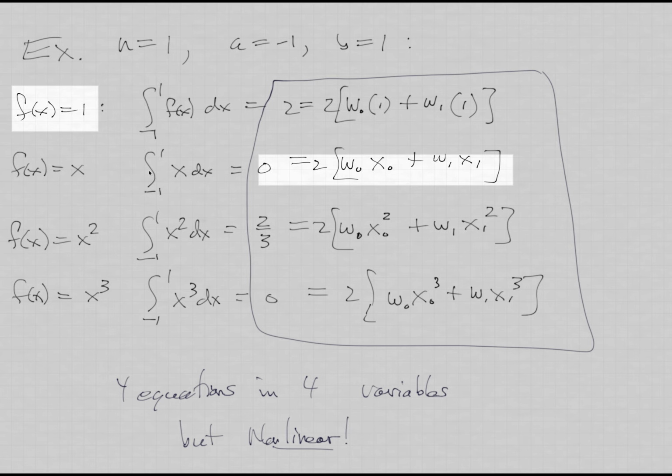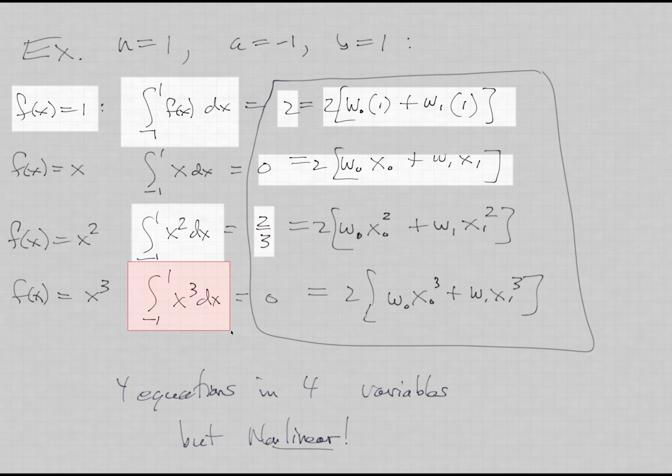So for example, when f of x equals 1, then the integral of f of x from -1 to 1 is simply 2, and that should be equal to this. The weight w0 times the value at x0. This is a constant function. It's always equal to 1, so the value of the function at x0 is 1, and the value of the function at x1 is 1. Right? So we get this equation, and I think you're probably getting pretty fed up with this, so let me just go quickly through this. The integral of x squared from -1 to 1 is 2/3. The integral of x cubed from -1 to 1 is 0. So you get these equations, therefore, also.